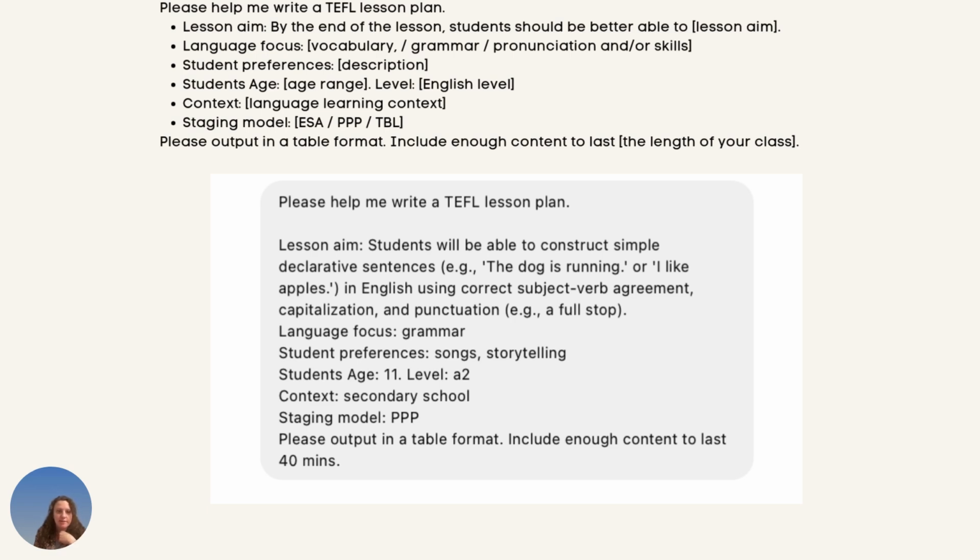For example, I tried this. Please help me write a TEFL lesson plan. I gave it the lesson aim, language focus, student preferences, age, context, and staging model. And I gave it the duration, and I also asked for a table format. Let's see the result.